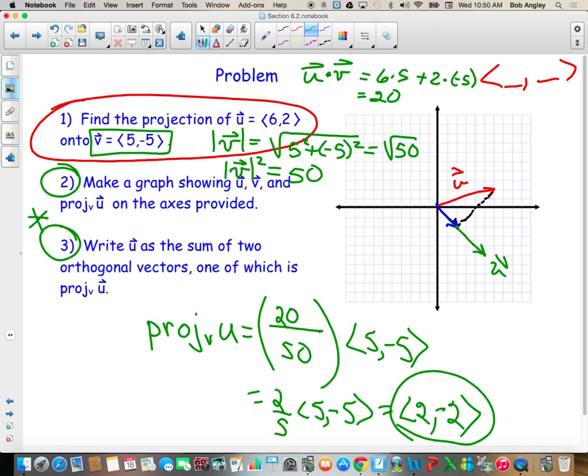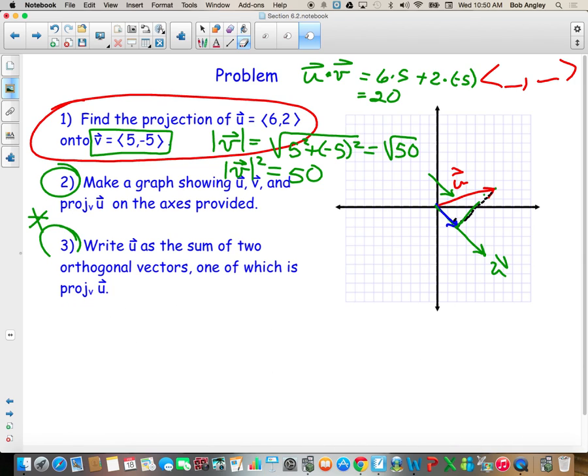But it says right here, write U as the sum of 2 orthogonal vectors, one of which is the projection. Remember that U is this one right here. And then it says the sum of 2 orthogonal vectors. Remember, orthogonal just means vectors that make a right angle. So do you see that the blue vector right here and the black vector right there are the 2 orthogonal vectors? Now, let me erase what I've got down here for a second.